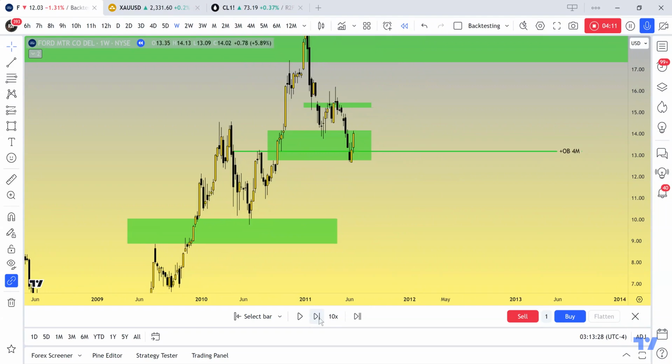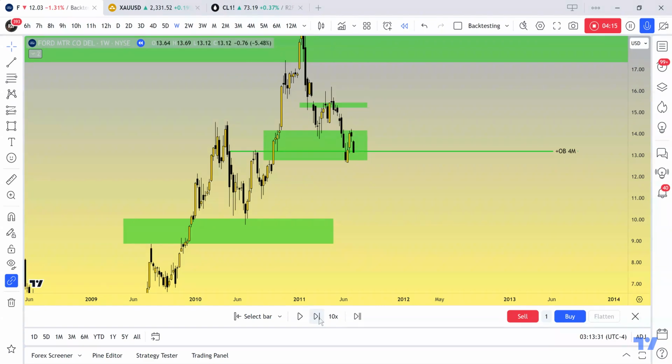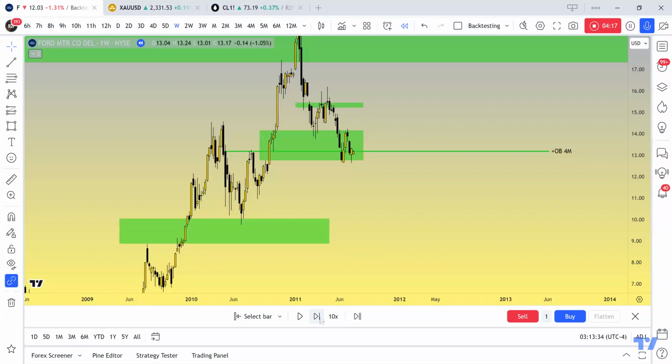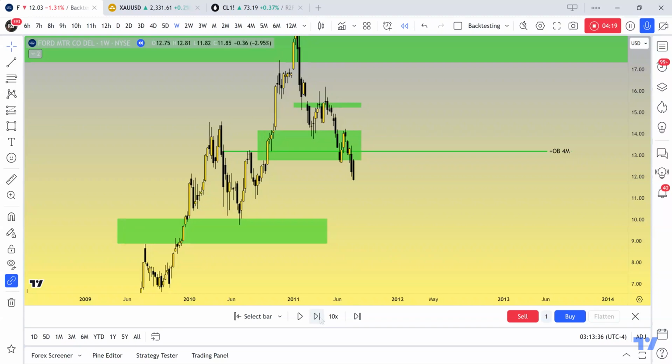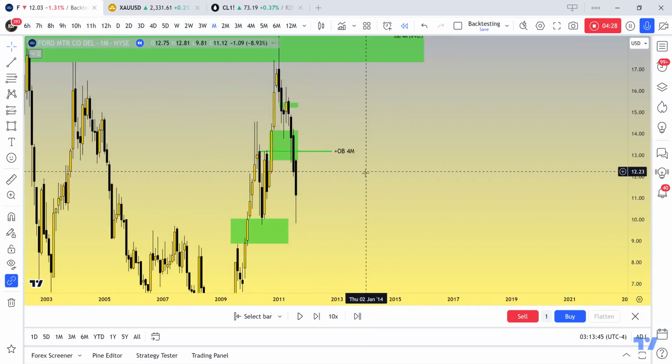Okay, so we're in our order block. Do we create a gap? No, we do not create a gap. Let's see, we are deeper. This is the main area of interest. Okay, back down into here. I'm going to go back up to the monthly.